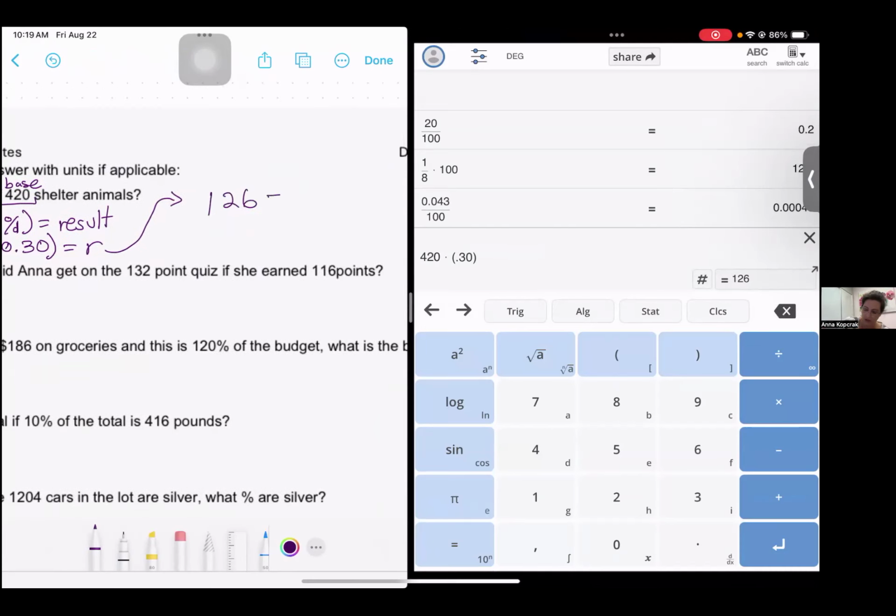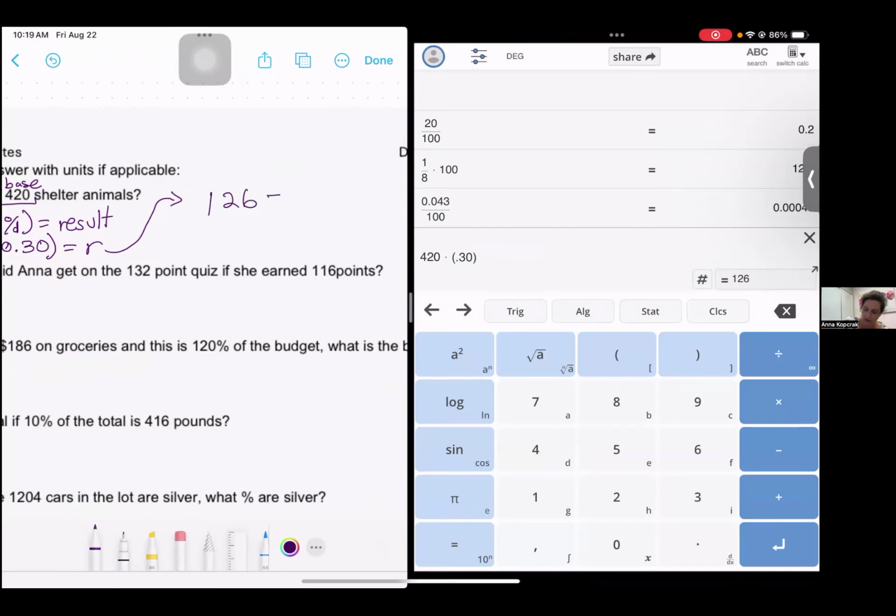126 what? Well, it turns out if we're looking for 30% of 420 shelter animals, we're actually going to get 126 animals. Boom, right there, ready to rock and roll. Okay.